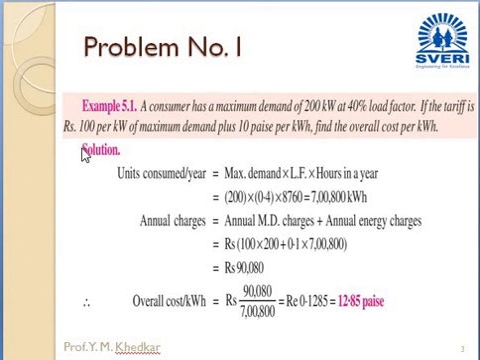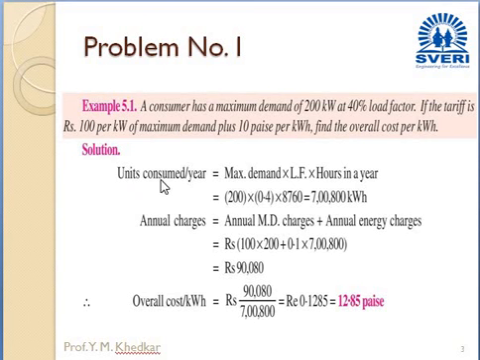Tariff: it has been mentioned that rupees 100 per kilowatt for maximum demand. It means this 100 rupees per kilowatt is your fixed cost and 10 paise per kilowatt hour is your running cost. So while calculating the annual charges, to calculate the running cost, first of all we should know how many units are consumed in a year. So let us start.